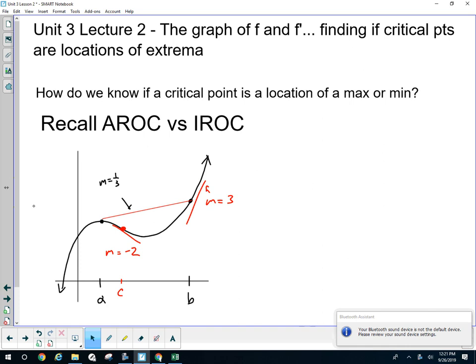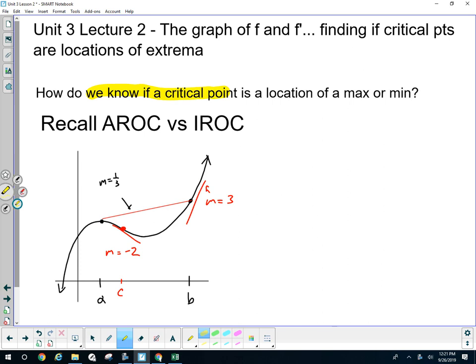Today is to figure out whether or not our critical point is an actual location of a max or a min.